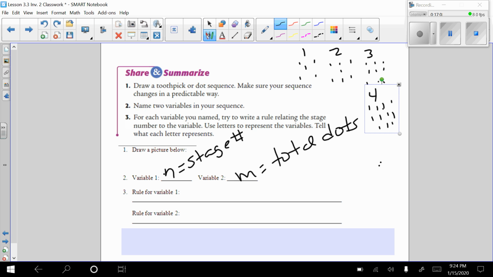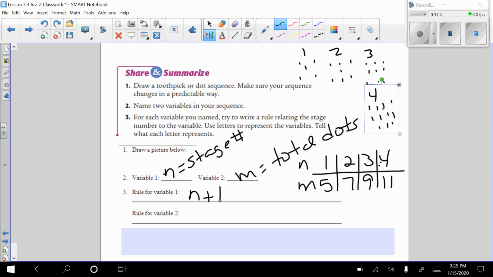Now, write a rule. If you can't see it without making your table, go ahead and make one. 1, 2, 3, 4 for the stages, and make yourself a table. Here's n, here's m. In the first stage, I had 5 dots. Stage 2 was 7. Stage 3 was 9, and stage 4 was 11. What's the rule? Well, the rule for variable 1, which is n, the stage number, is n plus 1, because the stage numbers keep increasing.